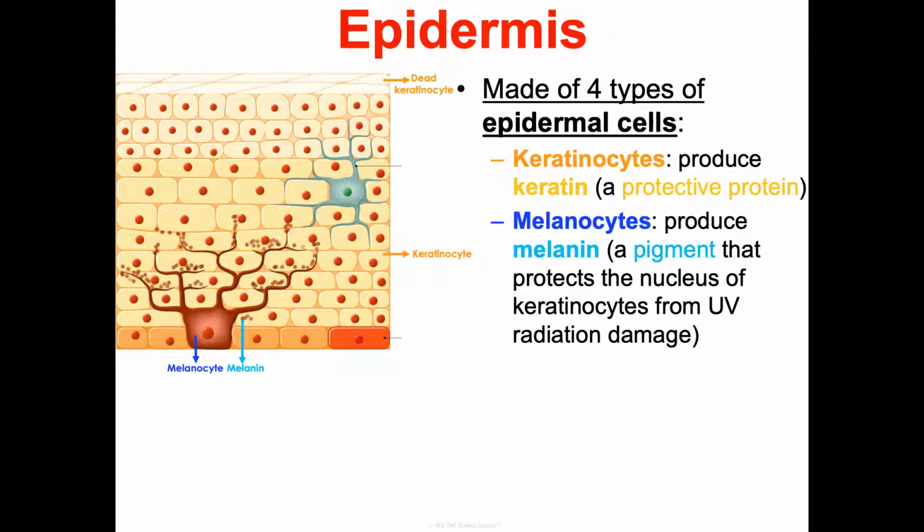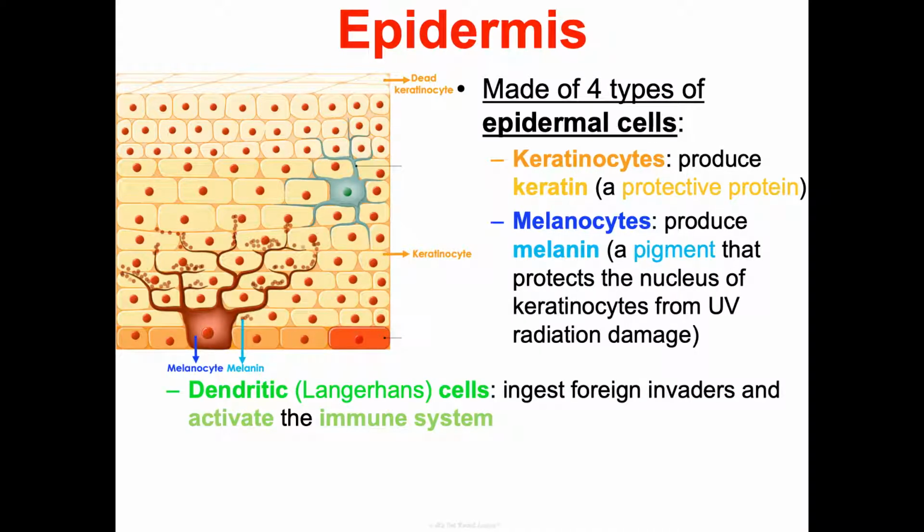But the melanocytes are really the cells that are giving us that phenotype of whatever our skin color may be. Then we have dendritic cells, also known as Langerhans cells. These ingest foreign invaders and play a huge role in activating our immune system. Specifically, they have a very significant role with getting T cells and our adaptive immune system activated. So we're going to talk about dendritic cells again in concept 3.